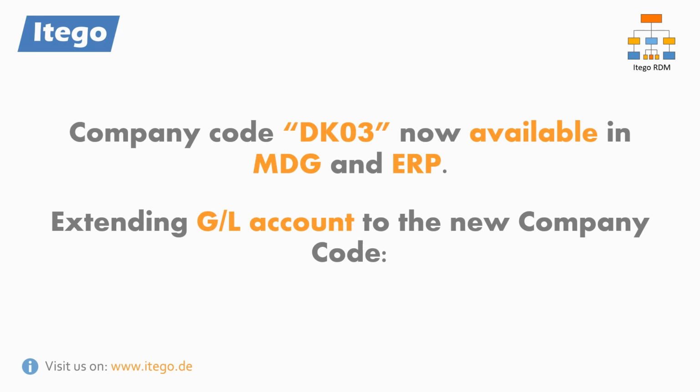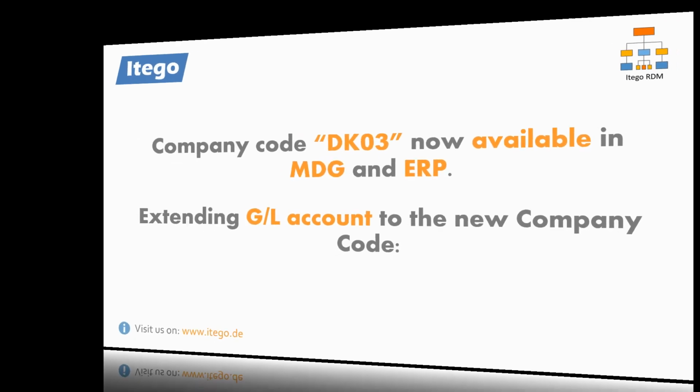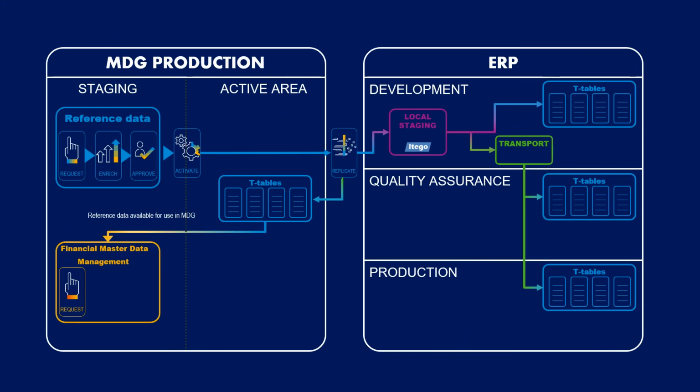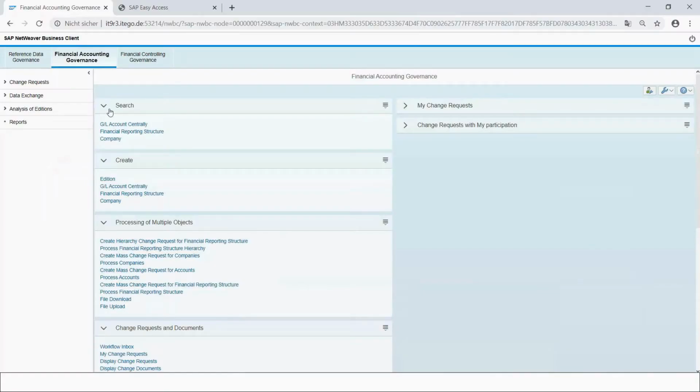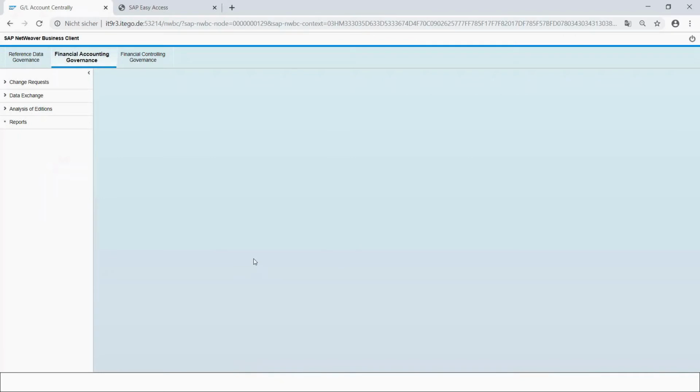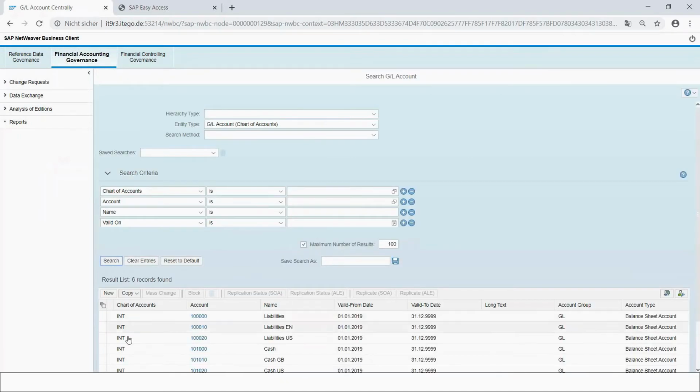As DK03 is available for use and integrated into MDG-F, we can now continue with the initial process of extending the GL account to the defined company code. In order to do this, you navigate to the GL account page in MDG-F and search for the GL account in the same manner as in the first step, and then click on it.